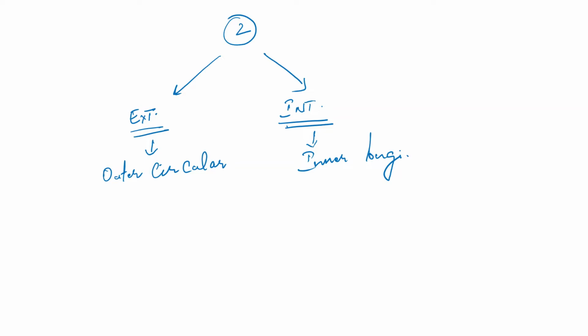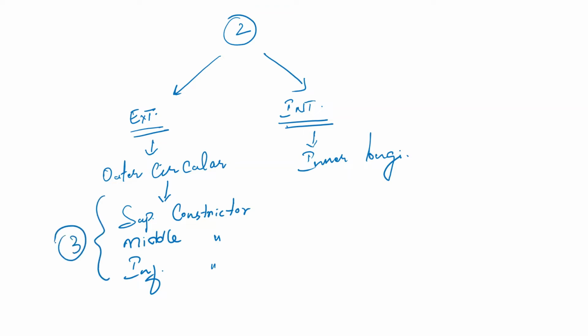When we look at the outer circular group of muscle, it mainly includes the three constrictors, that is the superior constrictor of the pharynx, the middle constrictor and the inferior constrictor. So these are the three constrictors of the pharynx which make up the outer circular group of pharyngeal muscles.